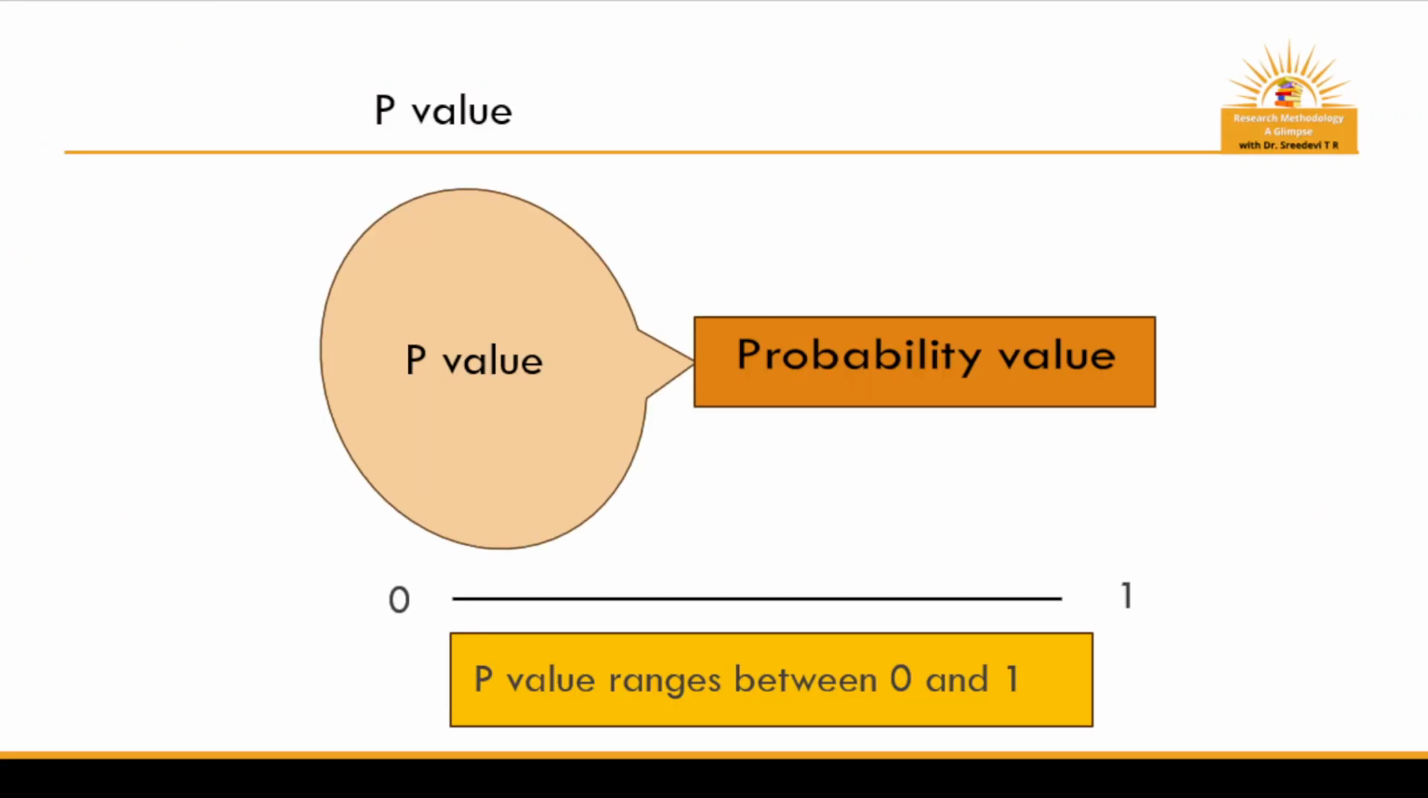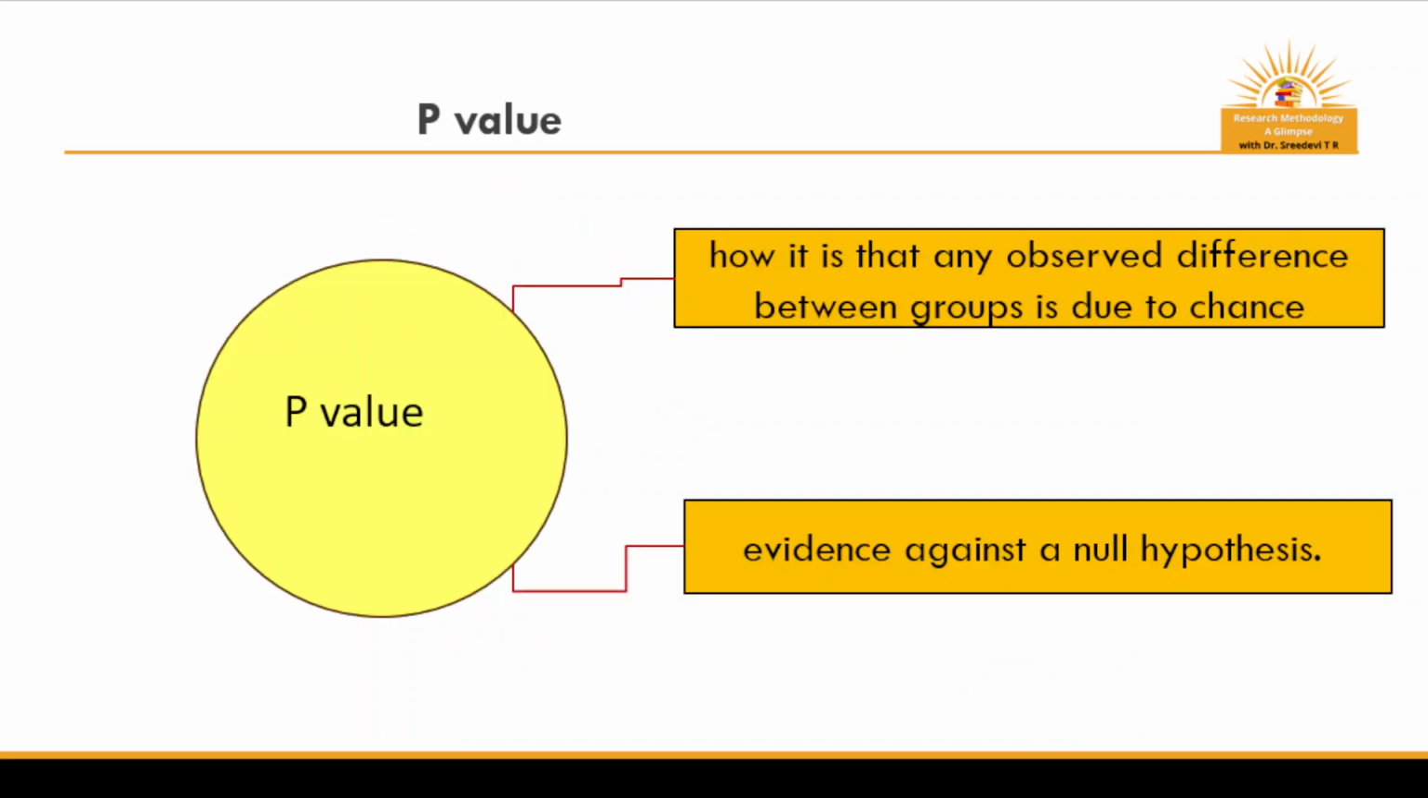P-value is a probability value and it ranges between 0 and 1. P-value measures how likely it is that any observed difference between groups is due to chance. It's evidence against a null hypothesis. It is a statistical measurement to validate a hypothesis against observed data, that is, to determine the significance of the observed result.